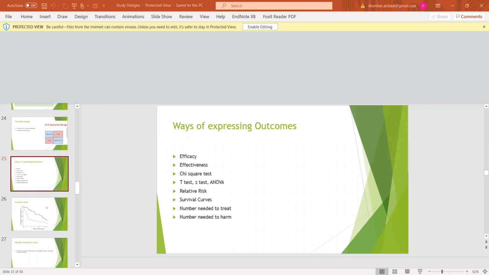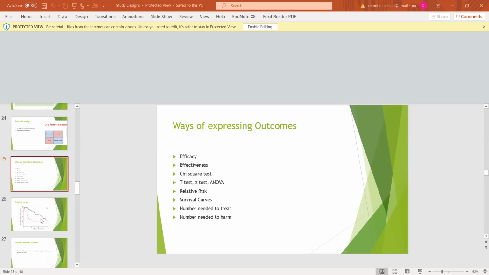Now comes the ways of expressing outcomes. Once we have done a clinical trial, we want to express the outcomes. There are a number of ways that we can express the outcomes. Number one is efficacy. Efficacy is the performance of the intervention in ideal lab conditions. And effectiveness is the performance of an intervention in real life or in the real world.